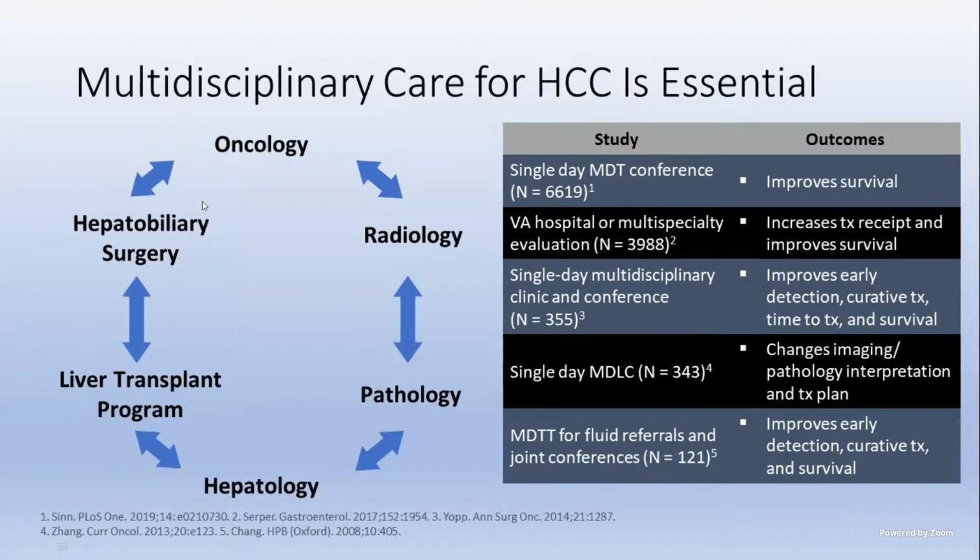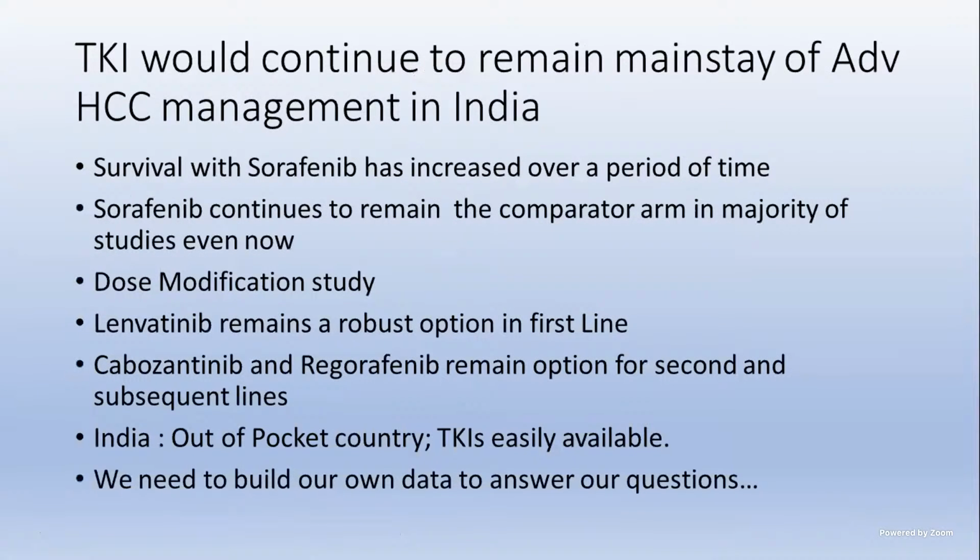So we need a multidisciplinary team: oncology, radiology, pathology, hepatobiliary, hepatology, and a liver transplant program, as required by the patient, for downstaging followed by transplant, or downstaging followed by immunotherapy.